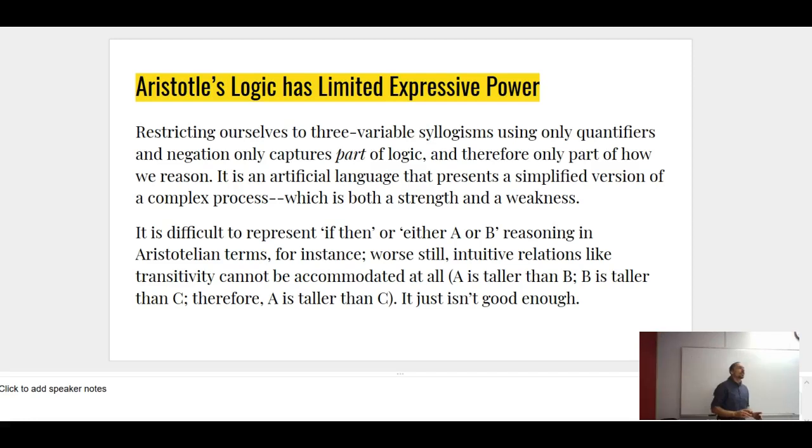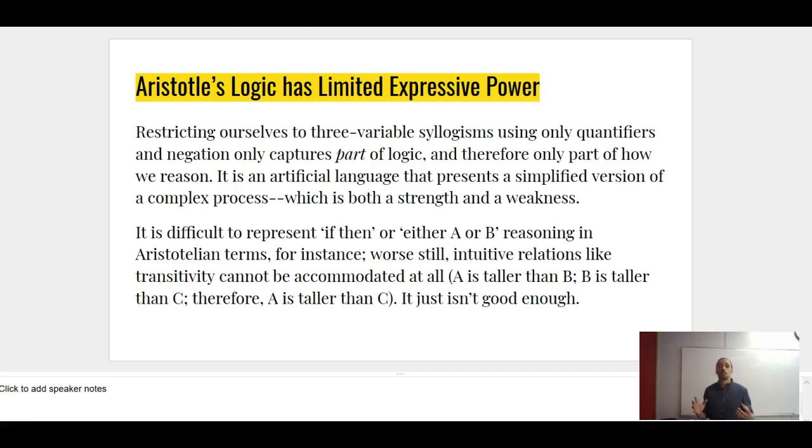But it's also restricted. Using 3 variable syllogisms, using only quantifiers and only negation, doesn't do everything we want logic to do. It's only part of truth-preserving inference, part of how we reason. It's an artificial language. It's a simplified version of this more complex process, reasoning. It's a strength because you can be very systematic. You can figure out, given the elements of the logic, what kind of inferences are valid and which ones are invalid. There are 24 valid ones out of 256. That's tremendous progress. But it's difficult to represent something like an if-then argument.